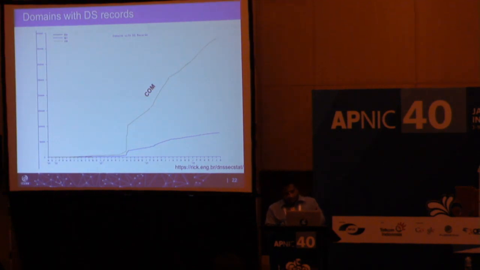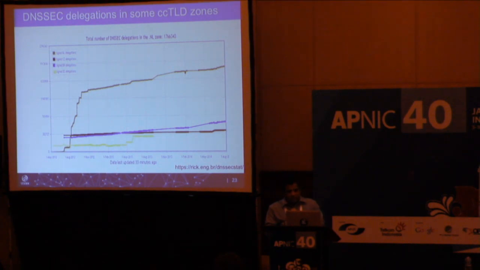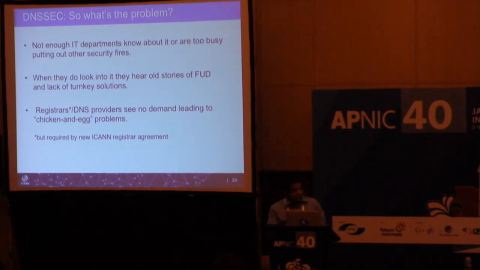Some further stats here: .com, .net, and so on. Generally it's the same type of curve. In the last few years, people have made a lot of effort and signed their zones, including .com. Now, these are some country code top-level domains that have done quite a lot on DNSSEC as well. And the root is also signed, okay? So the root is signed, and the TLDs are almost 80% okay.